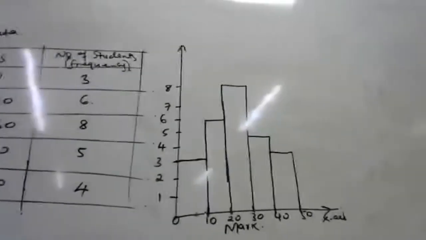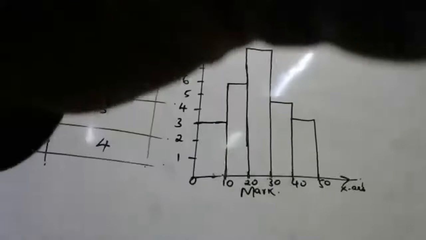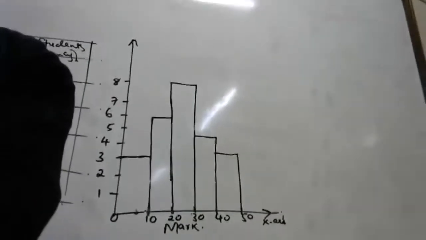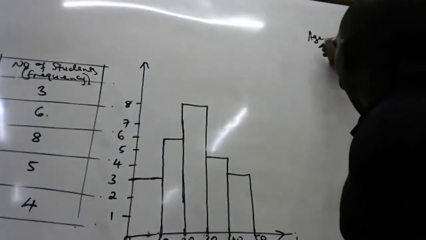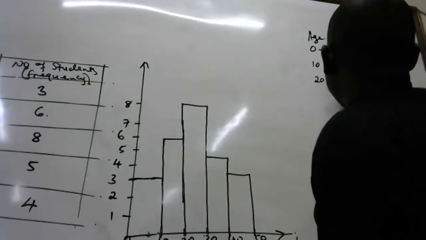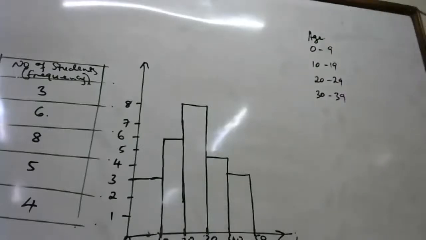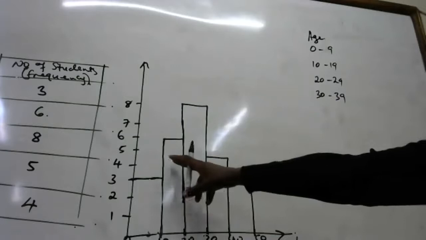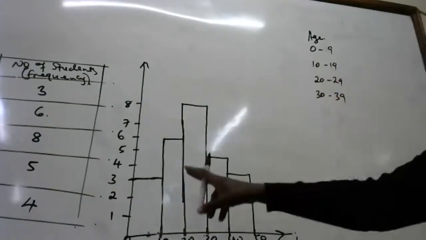You can be given information like this. Maybe you are given data that is, maybe it is age. You are given from 0 to 9, 10 to 19, 20 to 29, 30 to 39. You are given that kind of information. If you draw a histogram from this particular data, your histogram is not going to be like this. And remember, your histogram should not have gaps.